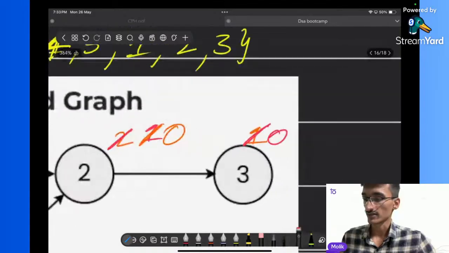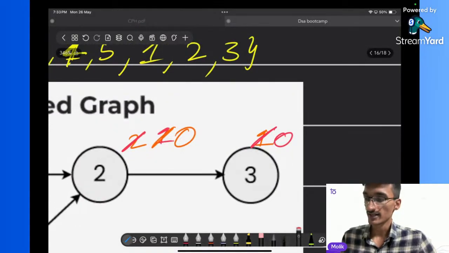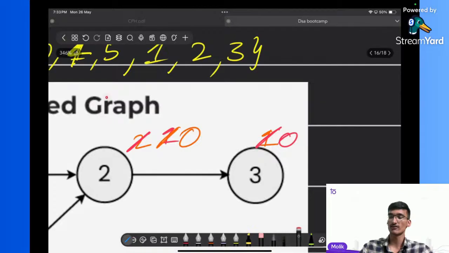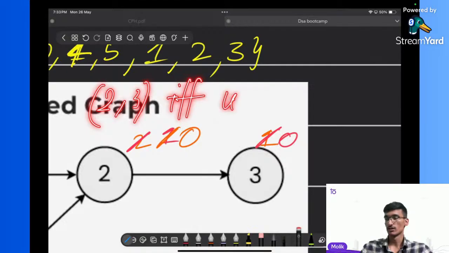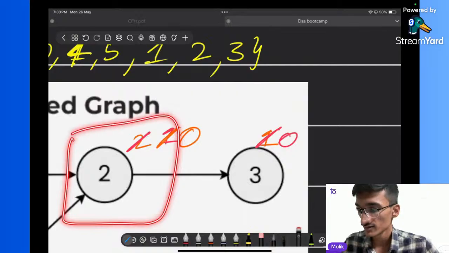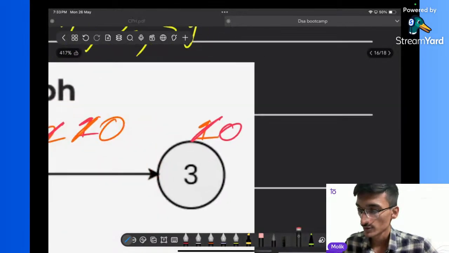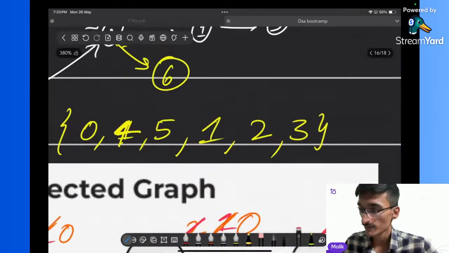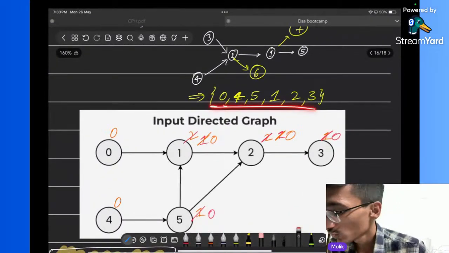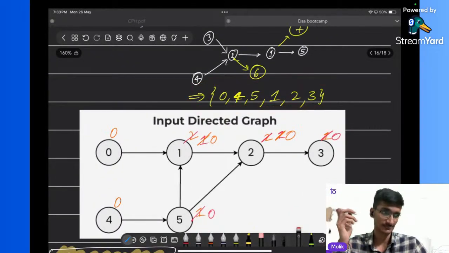Then again see the graph like this. Again, clearly this is the base case, right? This was the definition of a valid ordering: 2, 3 is a valid ordering if and only if there is an edge from 2 to 3. Okay. Then you remove this. Then you reach here and see the order of removing. You store this order, and this order is the topological sort.